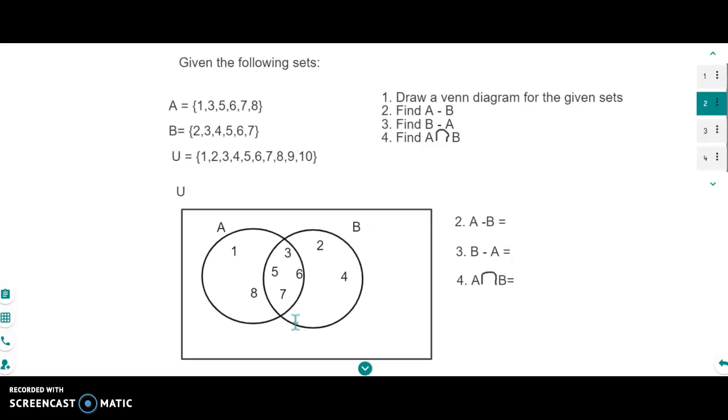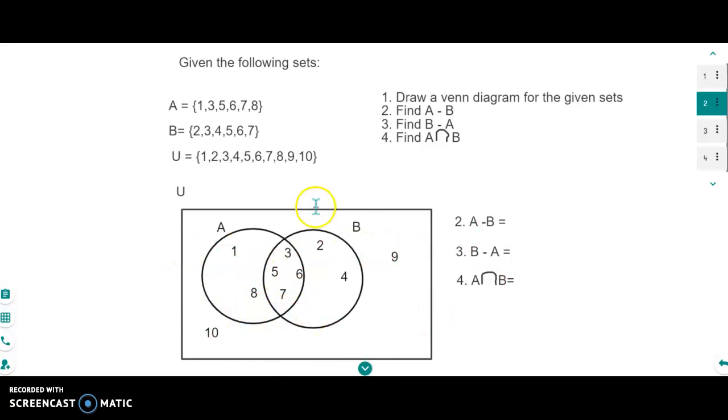Now, outside the sets A and B, in the universal box, we can write the missing elements that are in the universal set. So we already have 1, 2, 3, 4, that is here, we already have 5, 6, 7, 8, 9. 9 is not included here, so remember we write it outside, so we have 9, and 10 also is not included in the sets A and B. Alright, so we write 10.